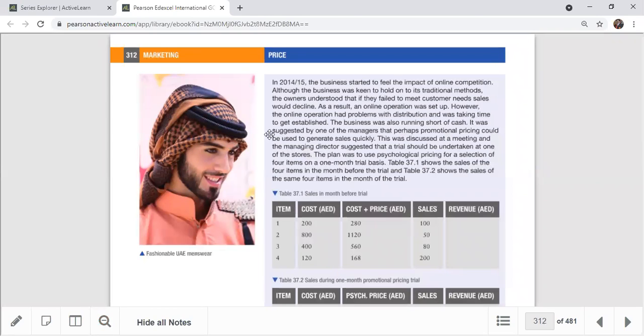model. And then you can see in 2014 and 15, the business started to feel the impact of online competition. A lot of people used to buy their clothes from Amazon and AliExpress and all. Although the business was keen to hold on to its traditional methods, the owners understood that if they failed to meet the customer needs, sales would decline.